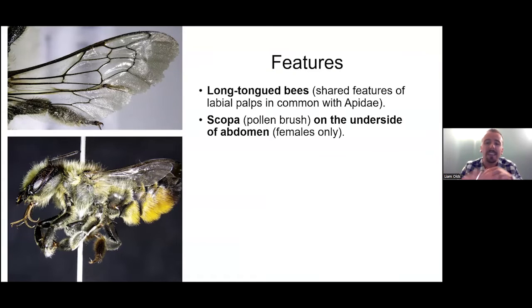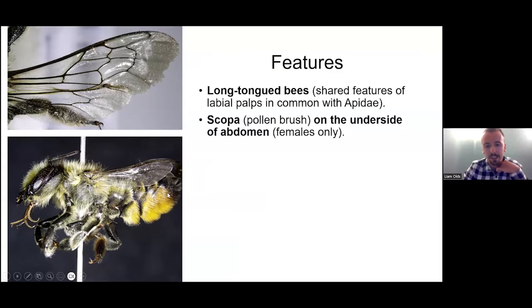So they're long-tongued. They've got scopa, which is the technical term for a pollen brush. They have that on the underneath of the abdomen, so you can see that in this picture on the bottom left there. The pollen brush is a dense covering of hairs, and that's where they capture the pollen to take back to the nest. In contrast to a lot of other solitary bees, like the furrow bees and the mining bees, that have this pollen brush on their hind legs, it's on the underneath of the abdomen in leafcutter bees.